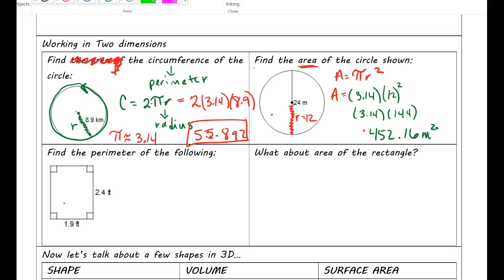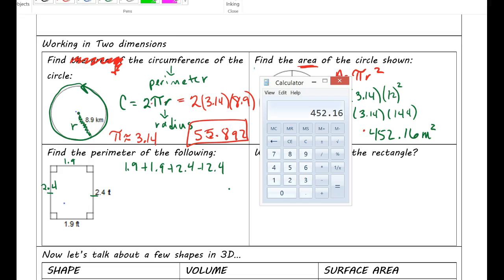Now find the perimeter of the following. Okay, well, if it's a rectangle, do y'all remember perimeter? Well, we could write a formula for it, but we don't have to, because perimeter is just all the way around. So if this is 2.14, then we know over here is also 2.14, because that's what a rectangle is, right? The opposite sides are congruent. So if the bottom is 1.9, then I know the top is 1.9, and I just need to add all that together. So the top plus the bottom plus the side plus the other side, and that's what I'm going to type into my calculator.